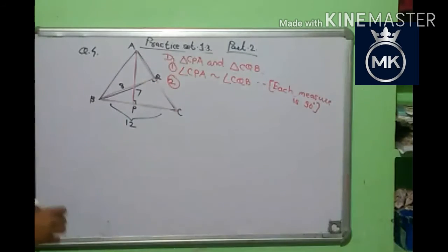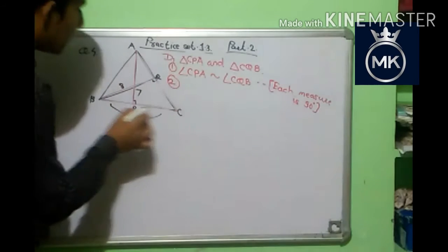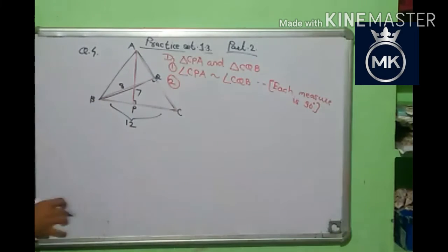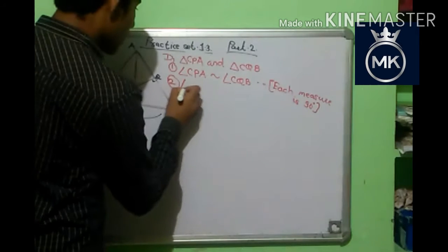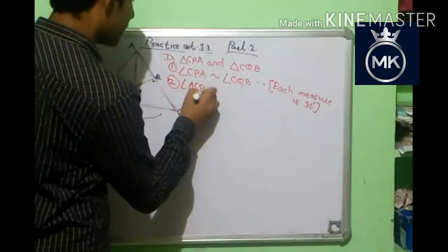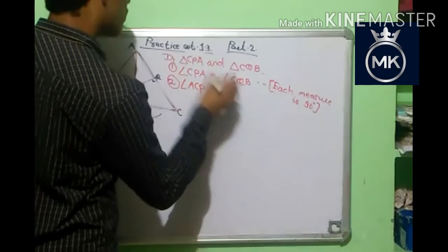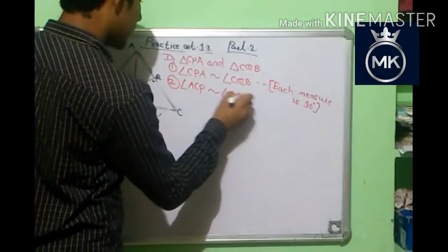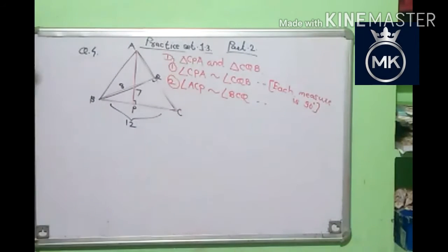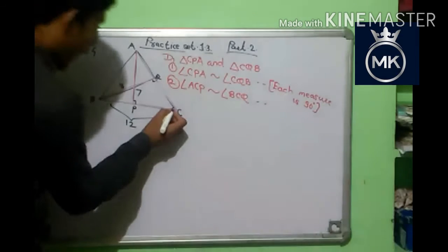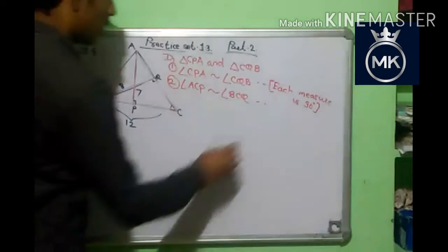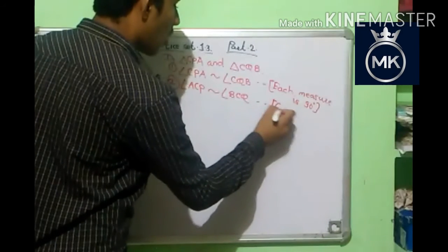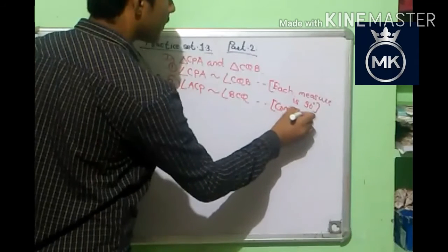The second pair is angle ACP and angle BCQ. Please write the reason in the comment. So angle ACP is congruent to angle BCQ. The reason behind that is the common angle. Angle C is a common angle. So we write here the common angle is the reason. Okay.